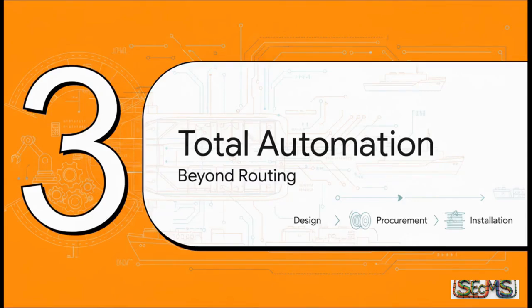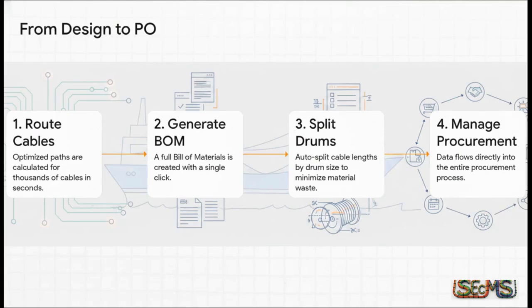But SEcMS is actually a lot more than just a powerful routing engine. The real goal here is total automation, something that covers the entire life cycle of a project, from that very first design concept all the way through to procurement and installation. So let's look at how that works. As soon as your routing is done, you can generate a complete bill of materials with a single click. Then, the system automatically splits all the cable lengths you need based on standard drum sizes, which is an absolutely killer feature for cutting down on wasted material. And from there, that data flows right into managing the whole procurement process. It connects every single step.